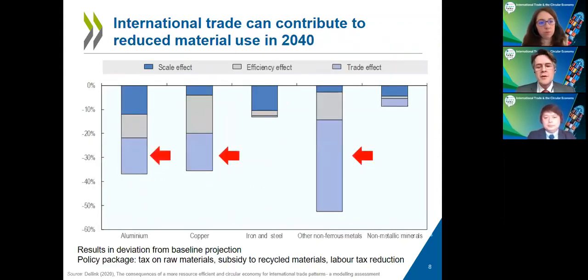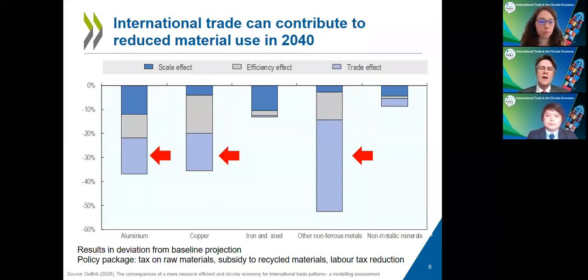So what can we do to reduce this? Well, we've investigated a policy package that we call a material tax reform, which includes a tax on primary materials, raw materials, a subsidy on recycling and recycled materials, and a labor tax reduction from the revenues that we get from the tax on the raw materials. And that way we can reduce materials use throughout the economy, and we get three main effects.